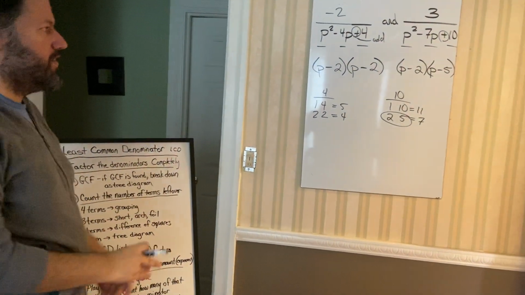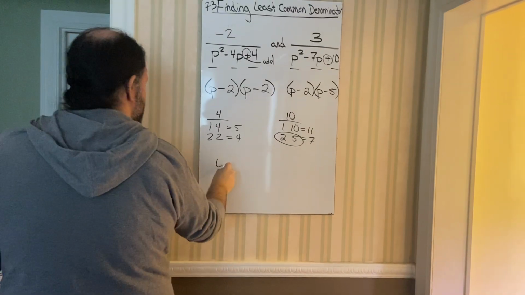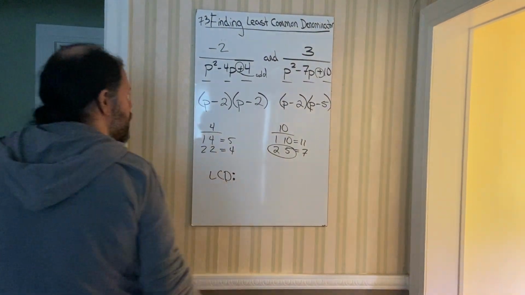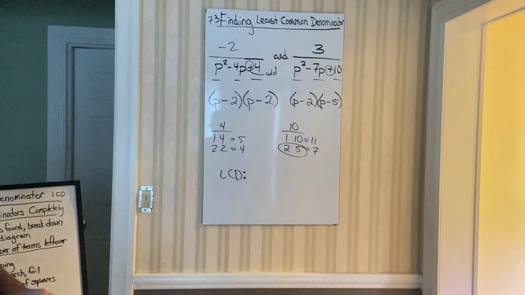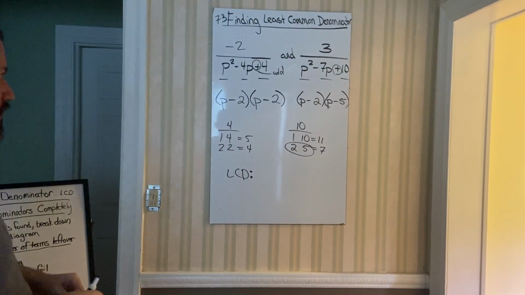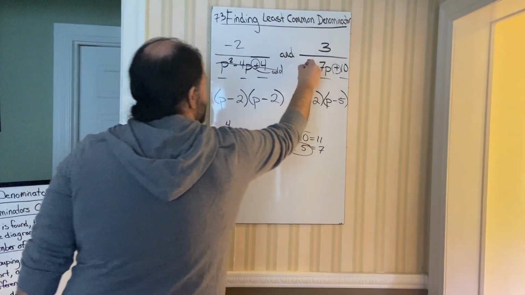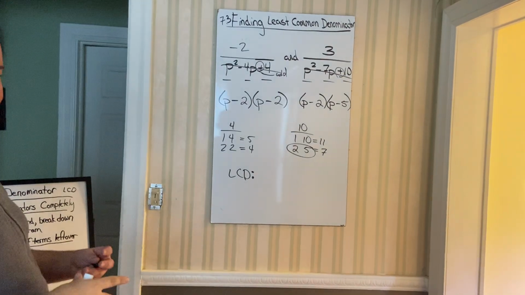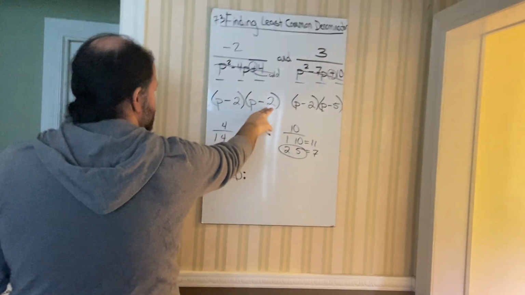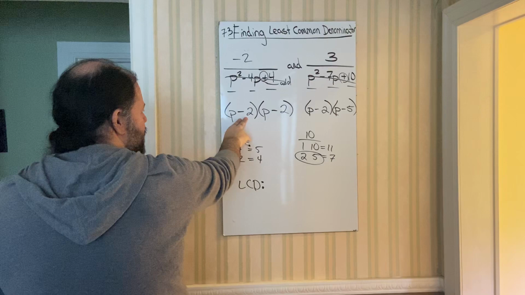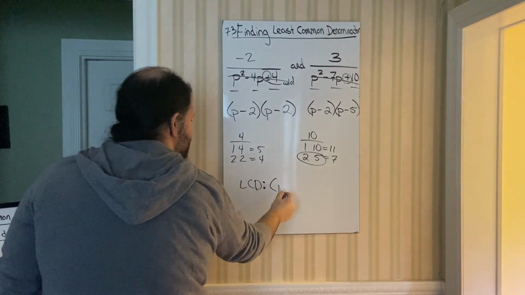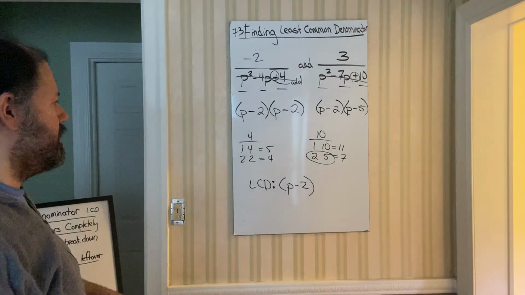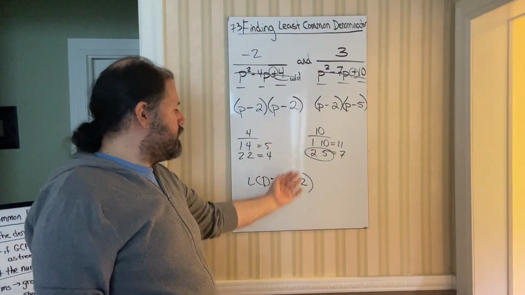So all you're going to do is just write LCD and I do my colon. And then I write down each of the different types of factors. So, not this, looking at these factors. So look at one denominator. See what types of factors the one denominator has. It looks like they only have parentheses p minus 2. Binomial p minus 2. Notice this is already in the list.